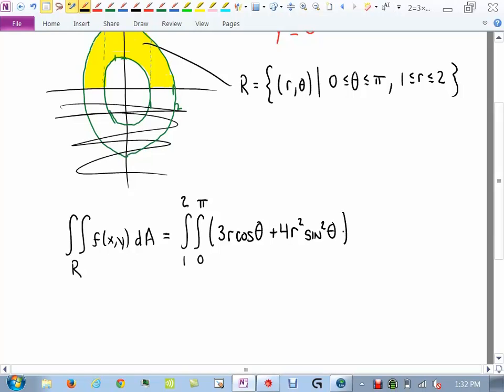Now, do not forget that r, right? That's the r that needs to go in there. So r, and then d what? D what? D theta dr.